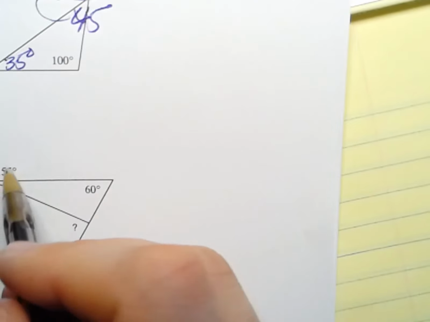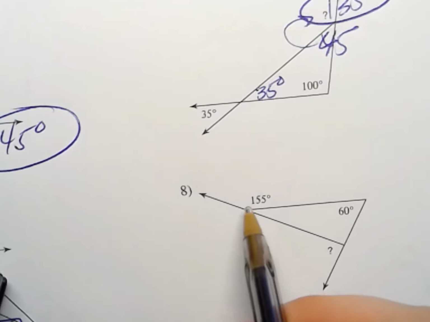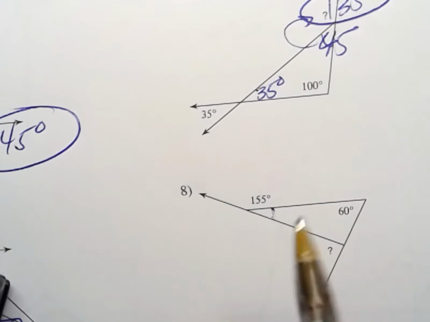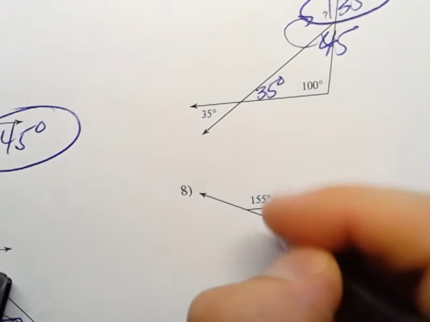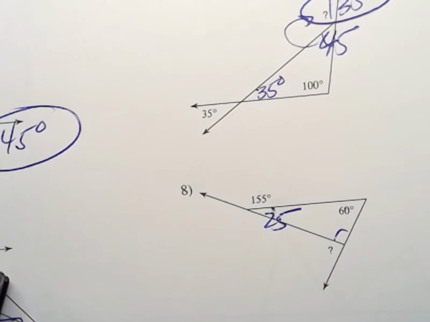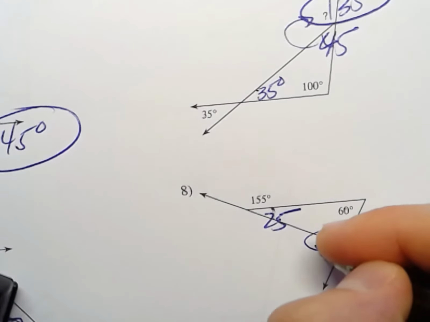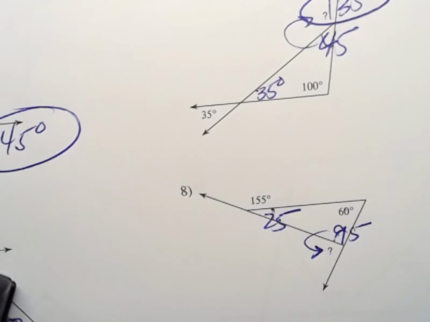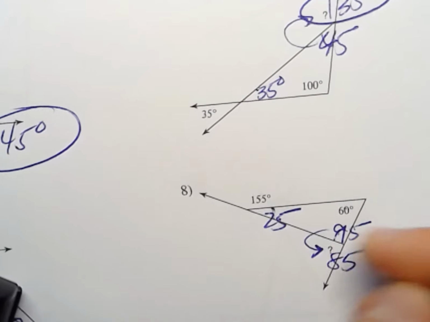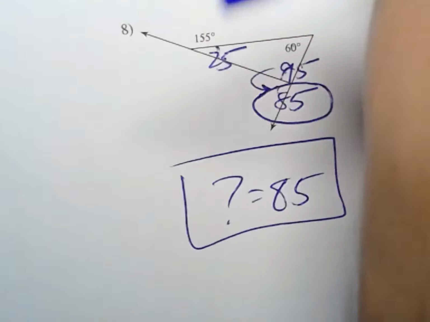The supplement of 150, excuse me, good grief. The supplement of 155 is going to give me that angle, and the supplement of 155 is 25. So this is 25, but I have 60 and 25, which is 85, and 180 minus 85 gives me 95. So that one right there has to be 95, but then the supplement of that is 180 minus 95, which has to be 85. So the question mark equals 85 in this case.